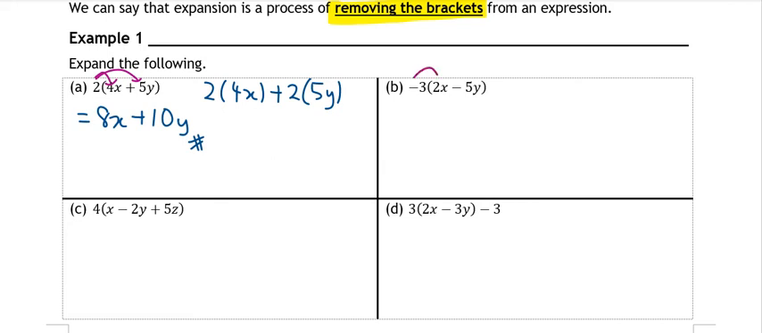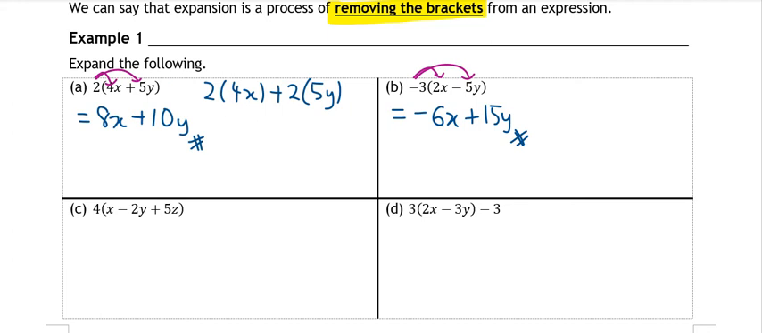Alright, let's move on to the next one. Negative 3, expand to this one. Negative 3 times 2x will be negative 6x. And the negative times negative will have positive, 3 times 5y will be 15y. You can do this one also. This one is also one of the methods.